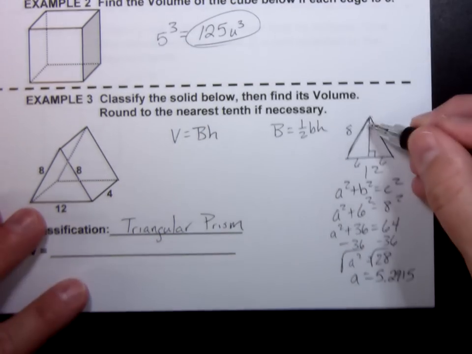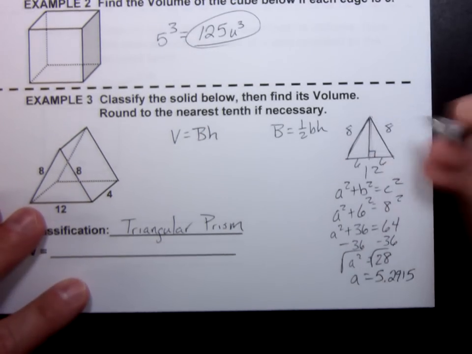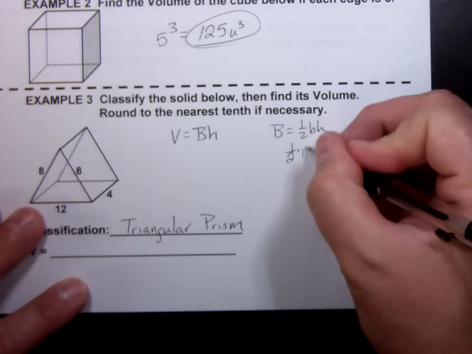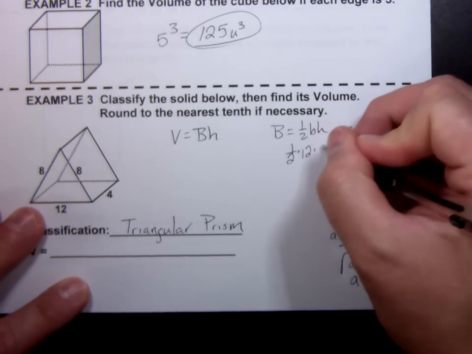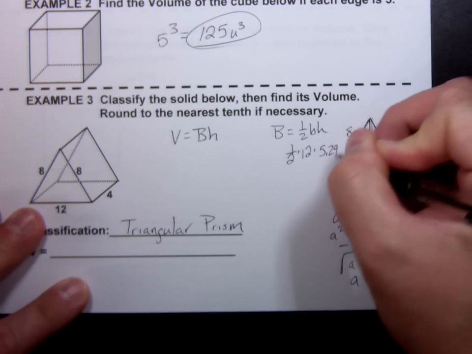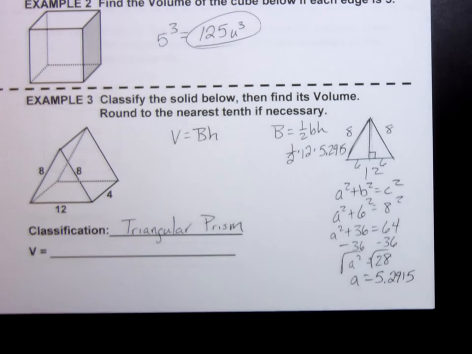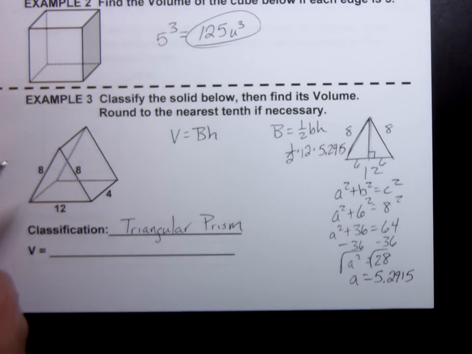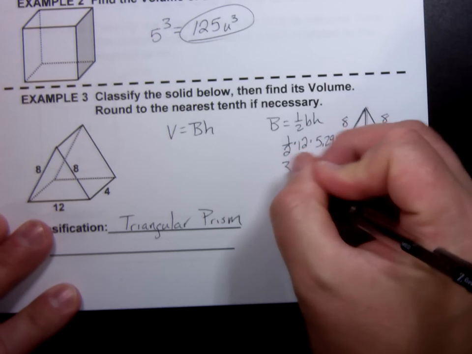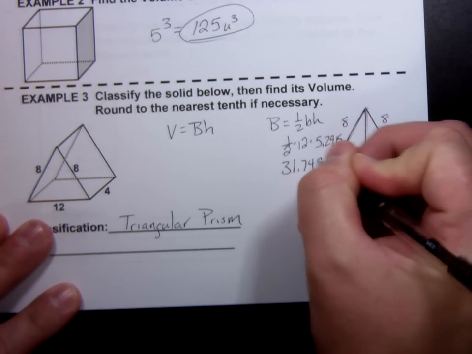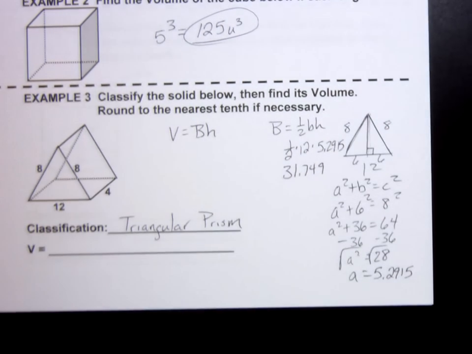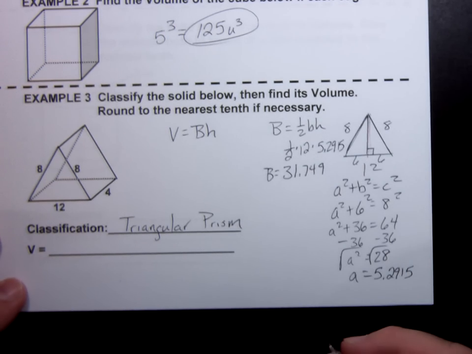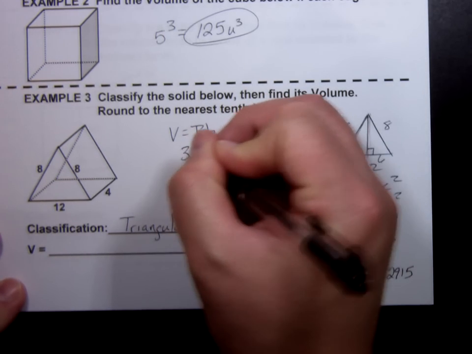So what I just found was the height of the triangle. So now I can find the area. I know the base is 12, and I just figured out that the height is approximately 5.2915. So when I multiply these, I get 31.749, something around there. And that's the area of the base. So we got the area of the base.